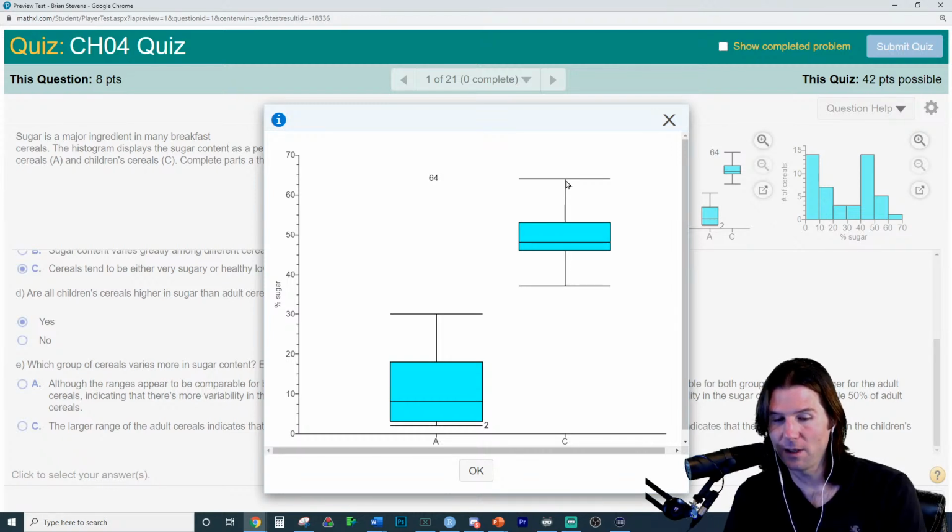Here's the range of children's. And then what is different right here? I see different medians. The medians are different, but also from here to here and from here to here, there's a big difference between adults' cereals and children's cereals.